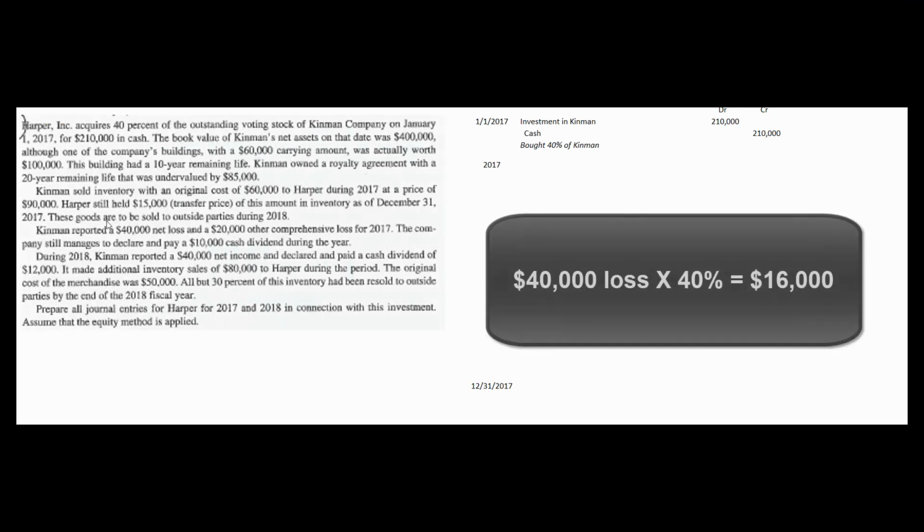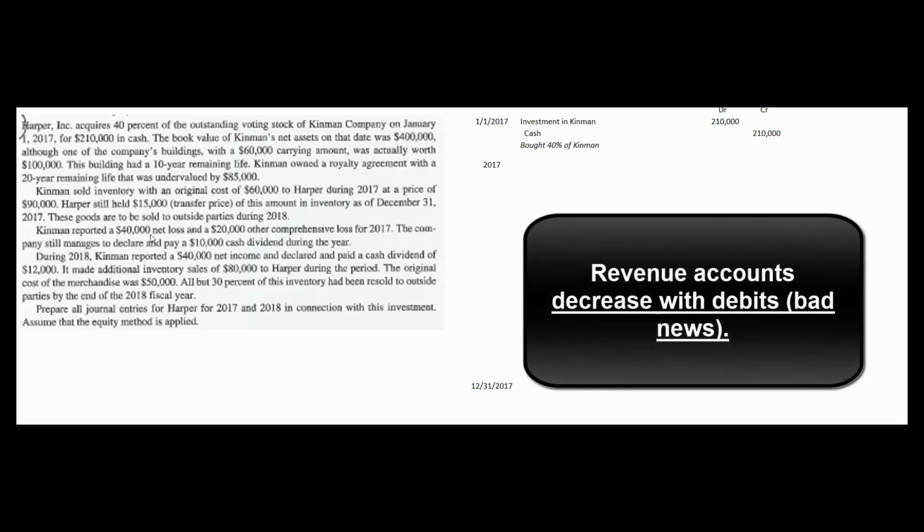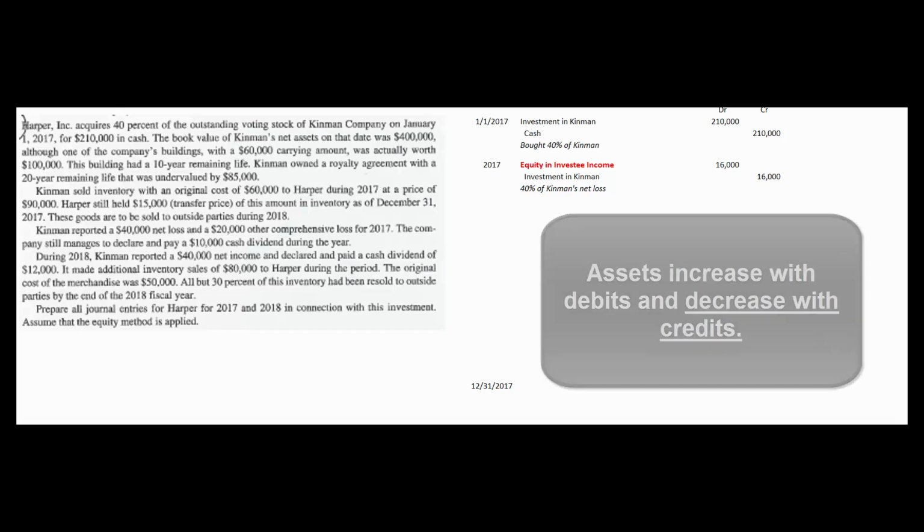The problem tells us that the investee had a $40,000 loss in 2017. Their loss is our loss. So 40% of that will go as a loss on our books. And what we're going to do is decrease our investment in Kinman by that $16,000. In this video, we're going to use red font for the income accounts. So instead of a credit to income like revenue, this is a debit to income, which looks more like an expense. So we decrease our investment in Kinman by that $16,000. That's our 40% of their $40,000 loss.